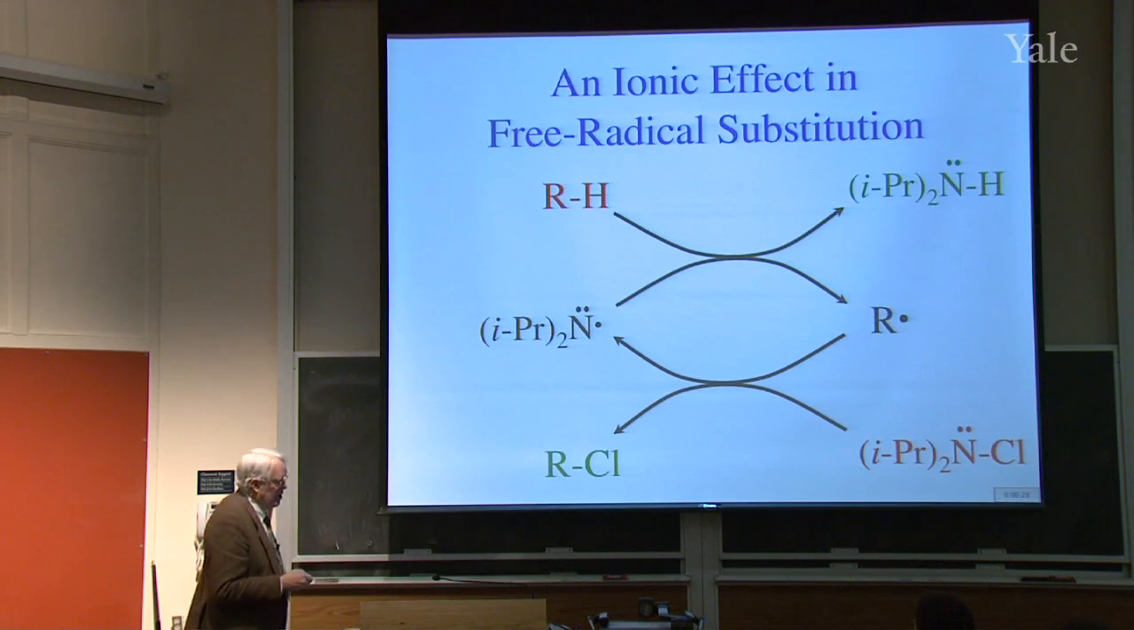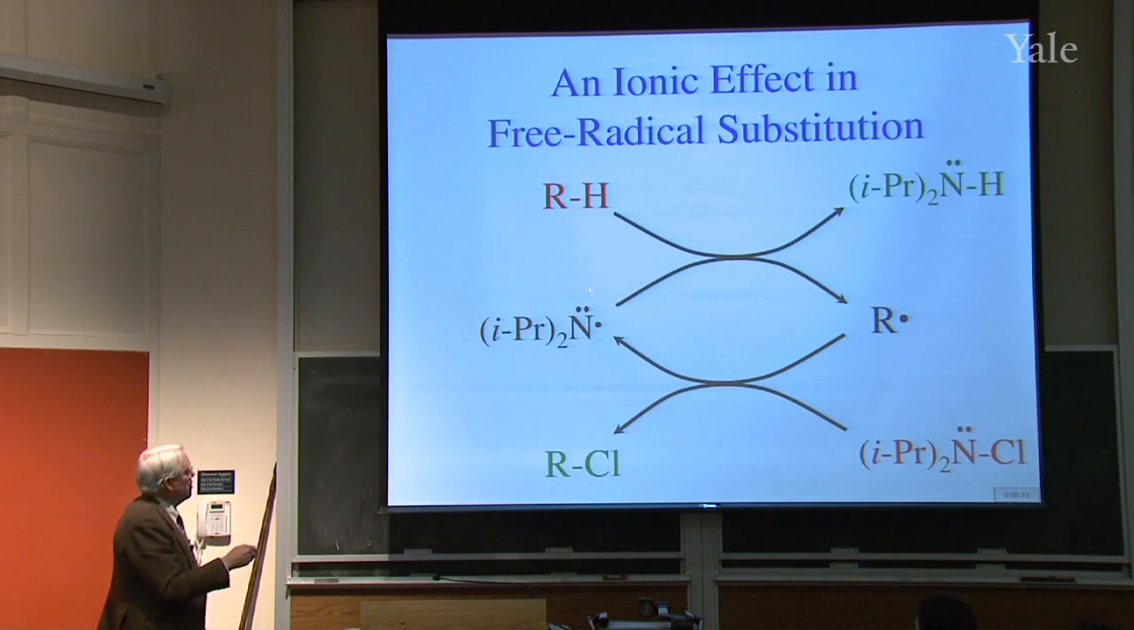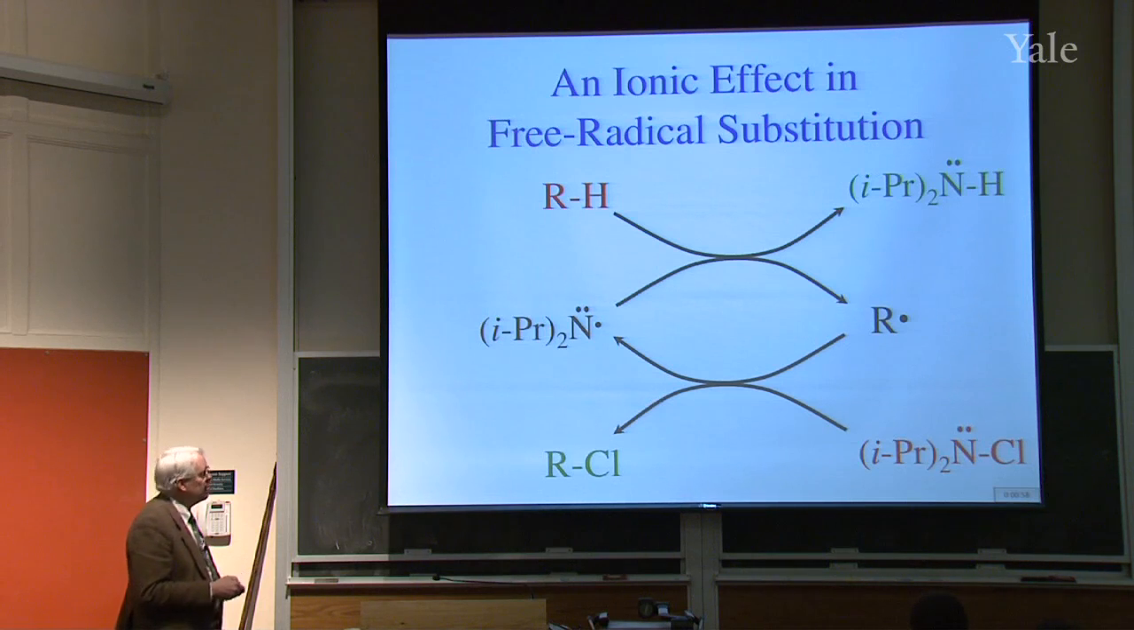So here's another substitution reaction where now instead of a halogen, instead of having Cl-Cl here, we have a nitrogen-chlorine bond. Okay, so we have nitrogen radicals that can pull off hydrogen to generate an amine, the NH bond of an amine, and give a free radical, just as we did before, which then can pull chlorine off here to make RCl. So we can do free radical halogenation, but instead of using a halogen, we use a chloramine.